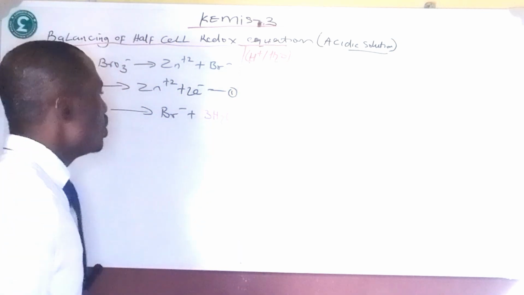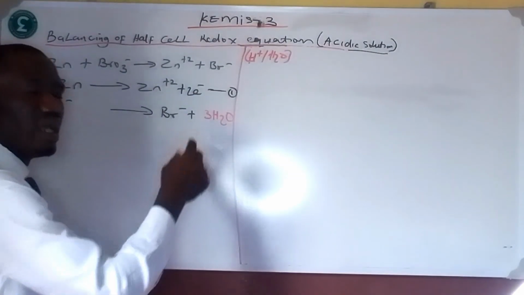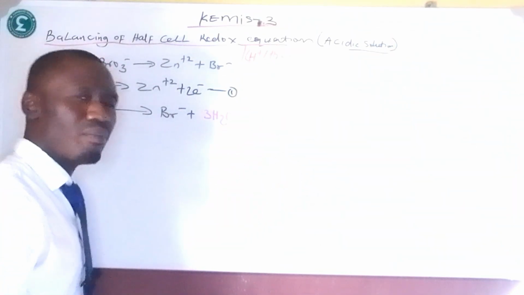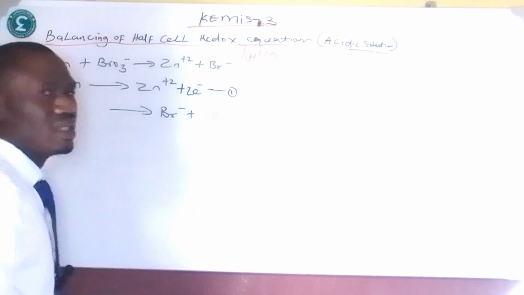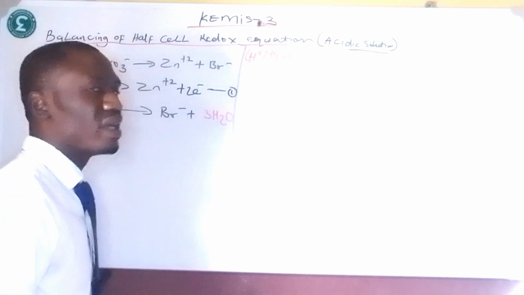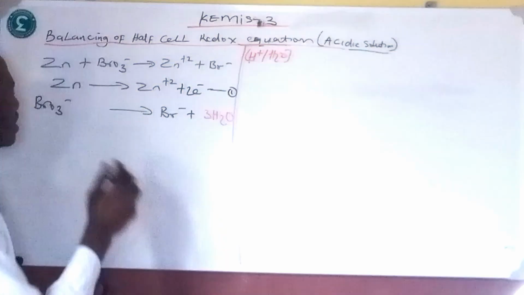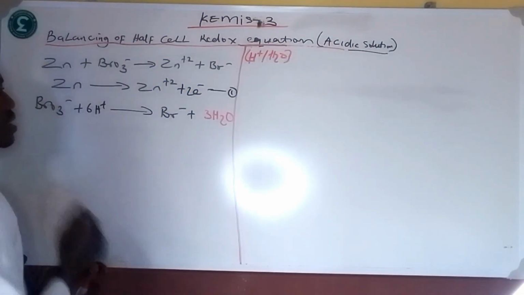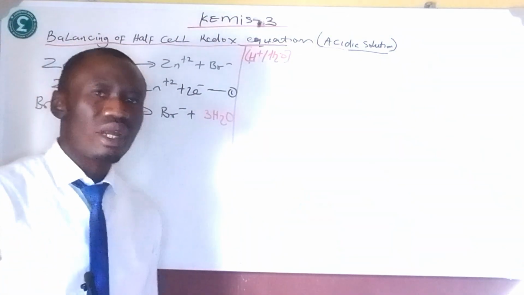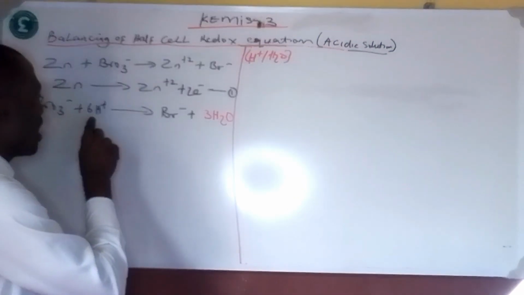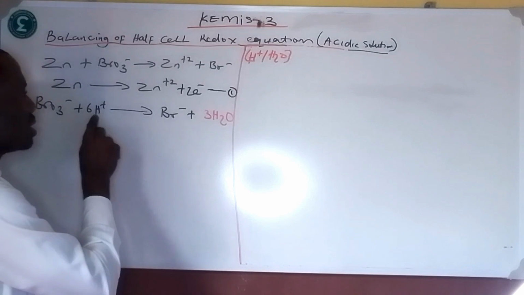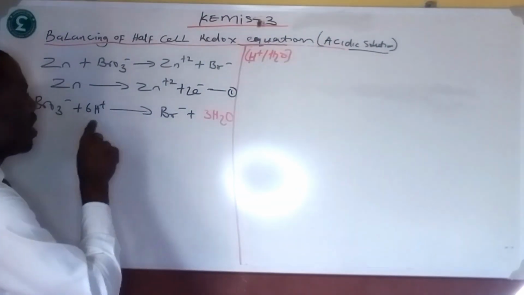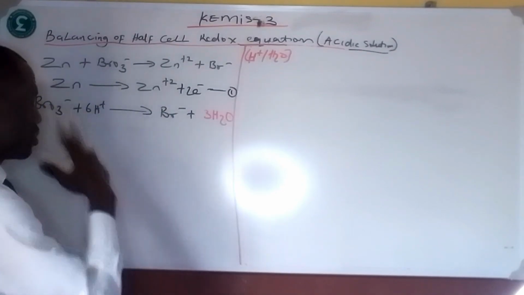Meanwhile, you notice that the hydrogen is 3 times 2. There are 6 hydrogen on the left-hand side, but no hydrogen on the right-hand side. So we're going to add 6 hydrogen to the right-hand side. Having done that, we now see that the elements are balanced: 1 bromine, 6 hydrogen, 3 times 2, that is 6 hydrogen, and the oxygen all balanced.